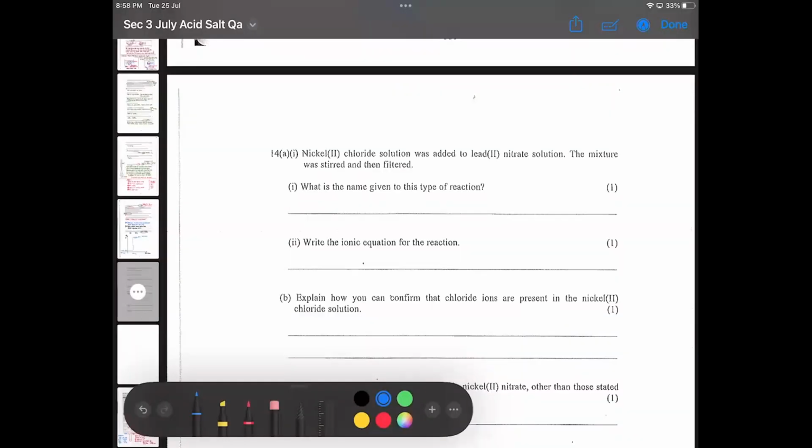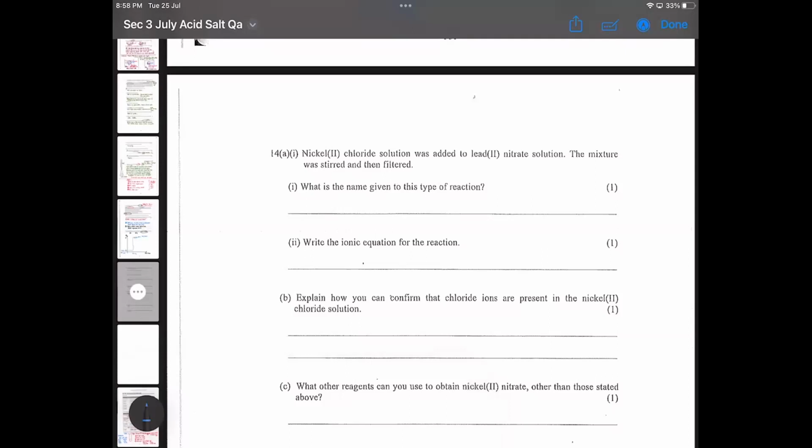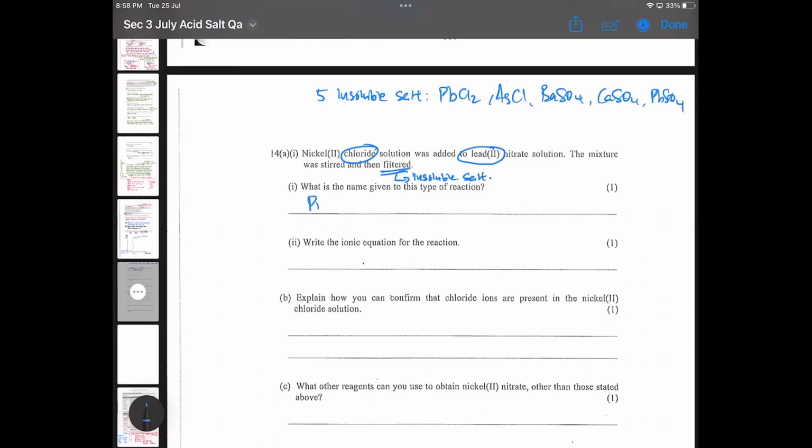Okay, let's look at 14. You see there's a lead here. There's a chloride. Remember the 5 insoluble salts? We have to be mindful of lead-2 chloride, which we've already seen here. There's lead-2 chloride, silver chloride, barium, calcium, and lead sulfate. So when you mix these two, then it was filtered. What is being filtered? The filtered portion is the insoluble salt. So the name given for this reaction is precipitation.